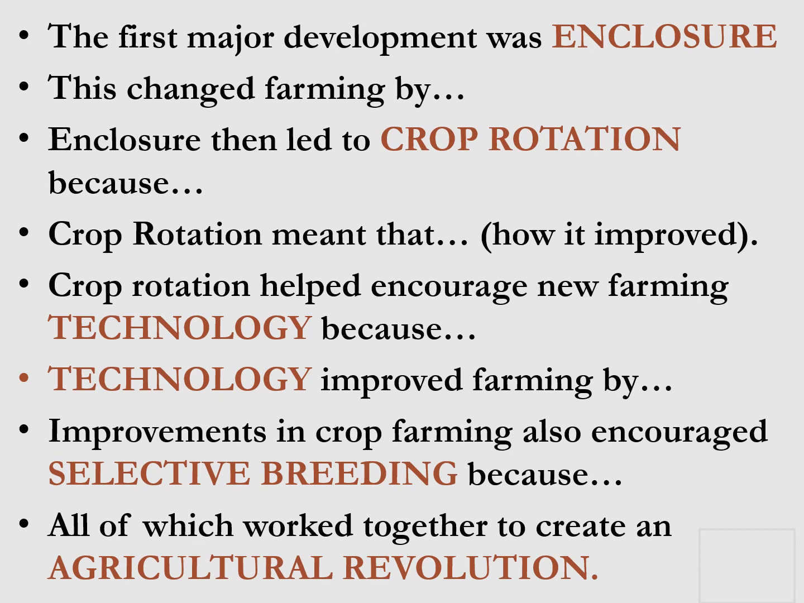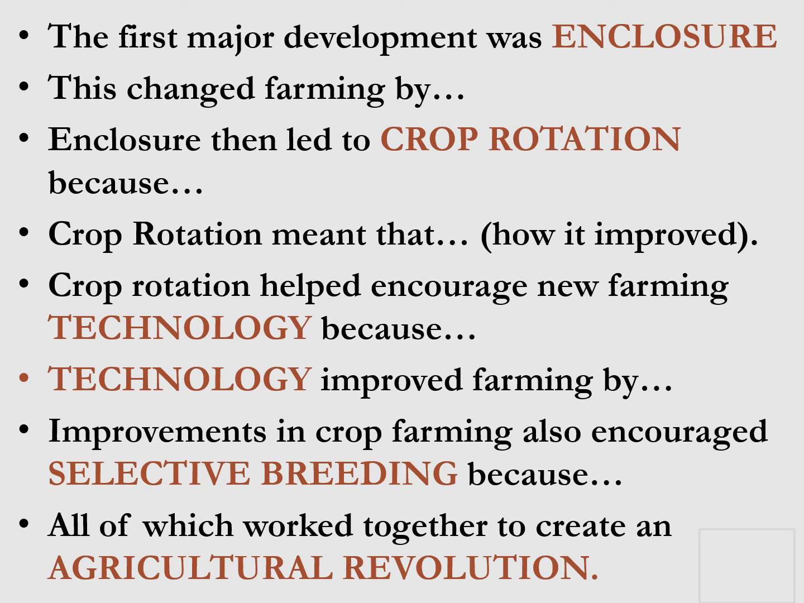And it starts with an opening sentence of, the first major development was enclosure. That's the sentence given to you. Then all you need to do is add in, this changed farming by, and explain what enclosure was. Then you've got the next sentence, enclosure then led to crop rotation because. So you need to explain the link between enclosure and crop rotation. And ultimately it's this idea that with strip farming you couldn't do crop rotation because the fields were too small. With bigger fields, through enclosure, this led to crop rotation.